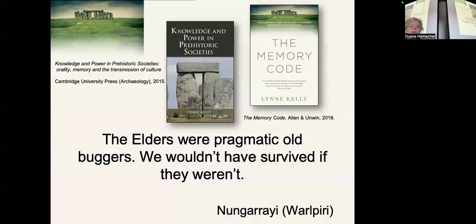And then we're going to get to country and things soon. Right at the beginning of me doing this research, Nungarai, who's Warlpiri, said to me, and Americans here, apparently Americans get offended when I say this, that the elders were pragmatic old buggers. We wouldn't have survived if they weren't.